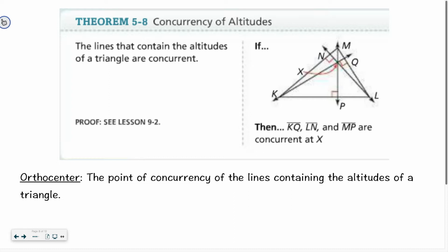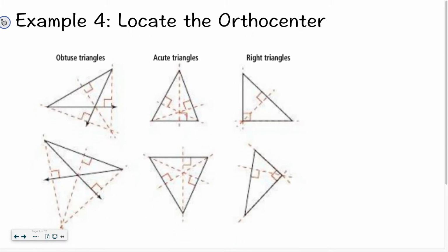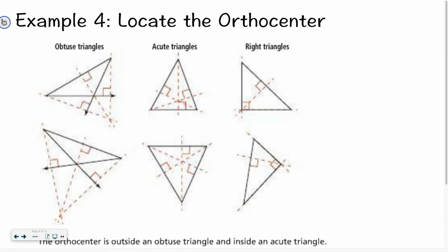So an orthocenter is the point of concurrency of the lines containing the altitudes of a triangle. So in this picture, I have all of my altitudes. You can see I have my right angles, and where they all intersect, point X, is my orthocenter. Okay, so if we're talking about orthocenters, there's a couple tricks with them. If you have an obtuse triangle, your orthocenter, where all three of the altitudes intersect, actually occurs outside of the triangle. Okay, because sometimes the altitudes end up being outside the triangle.